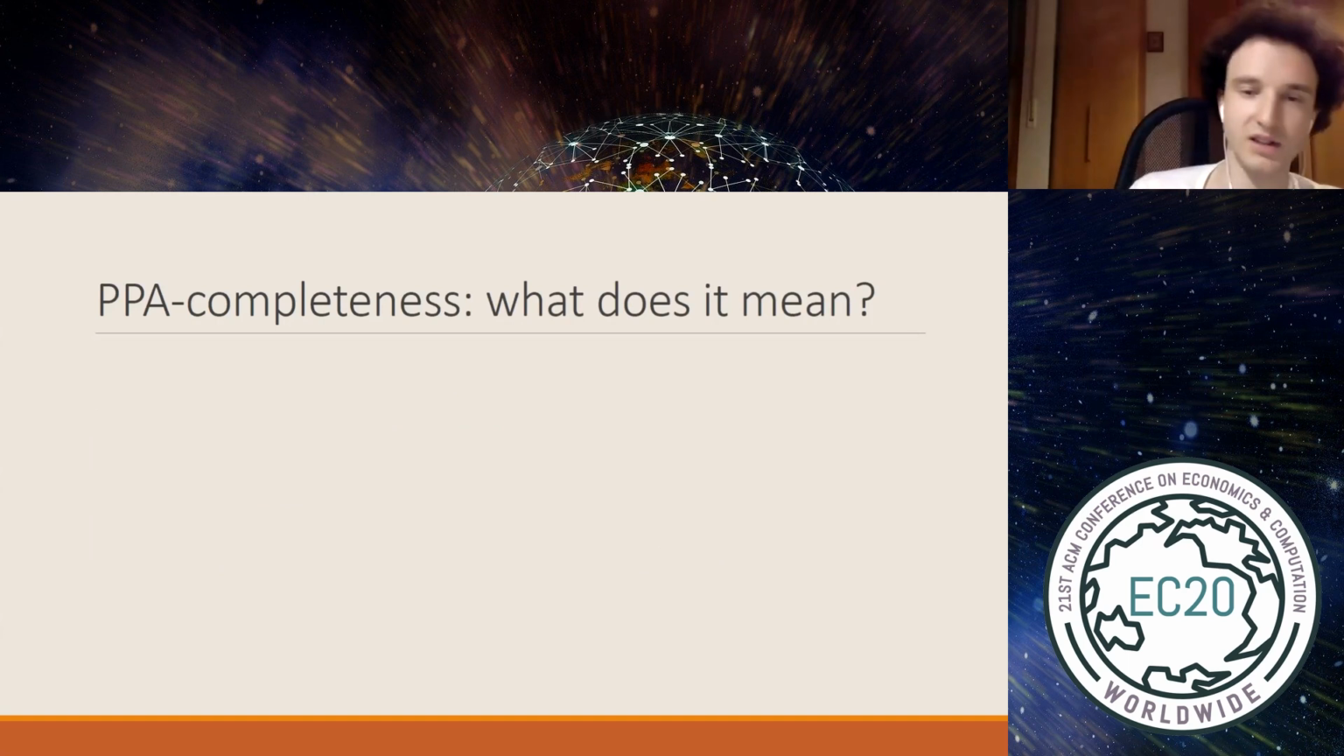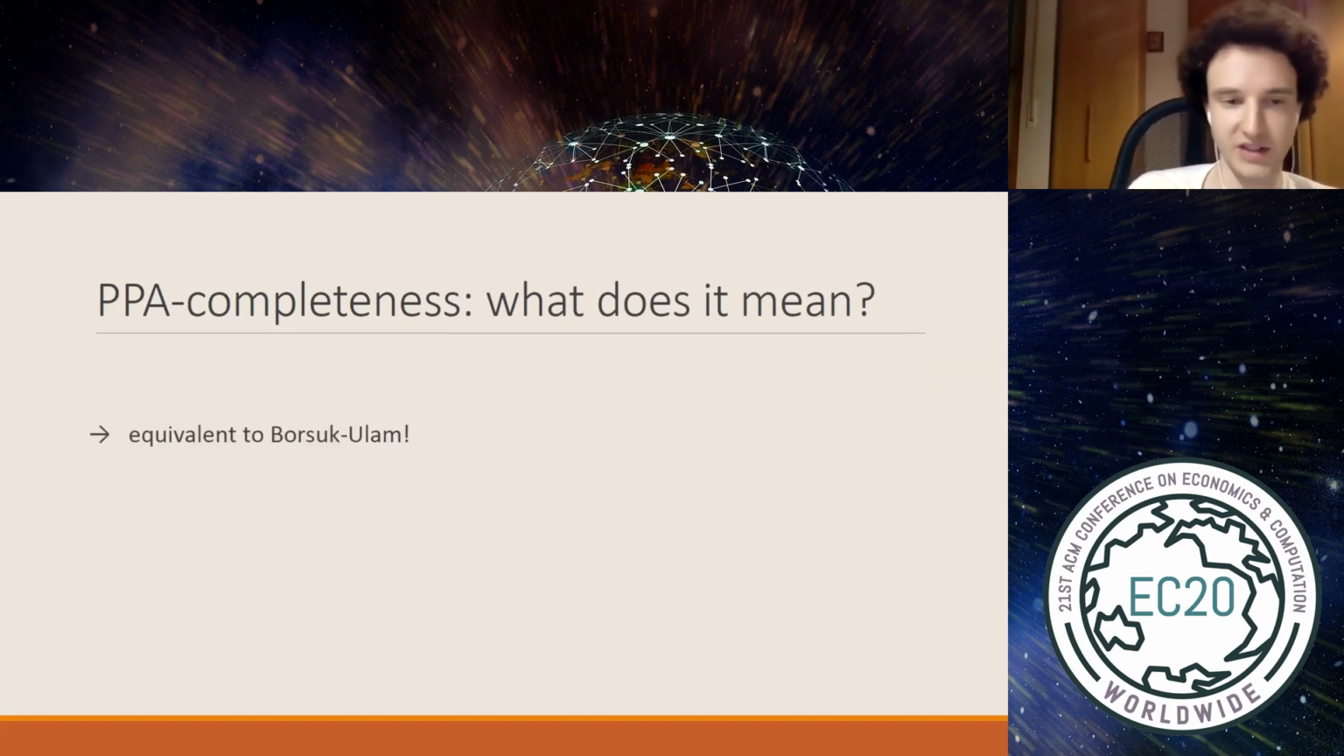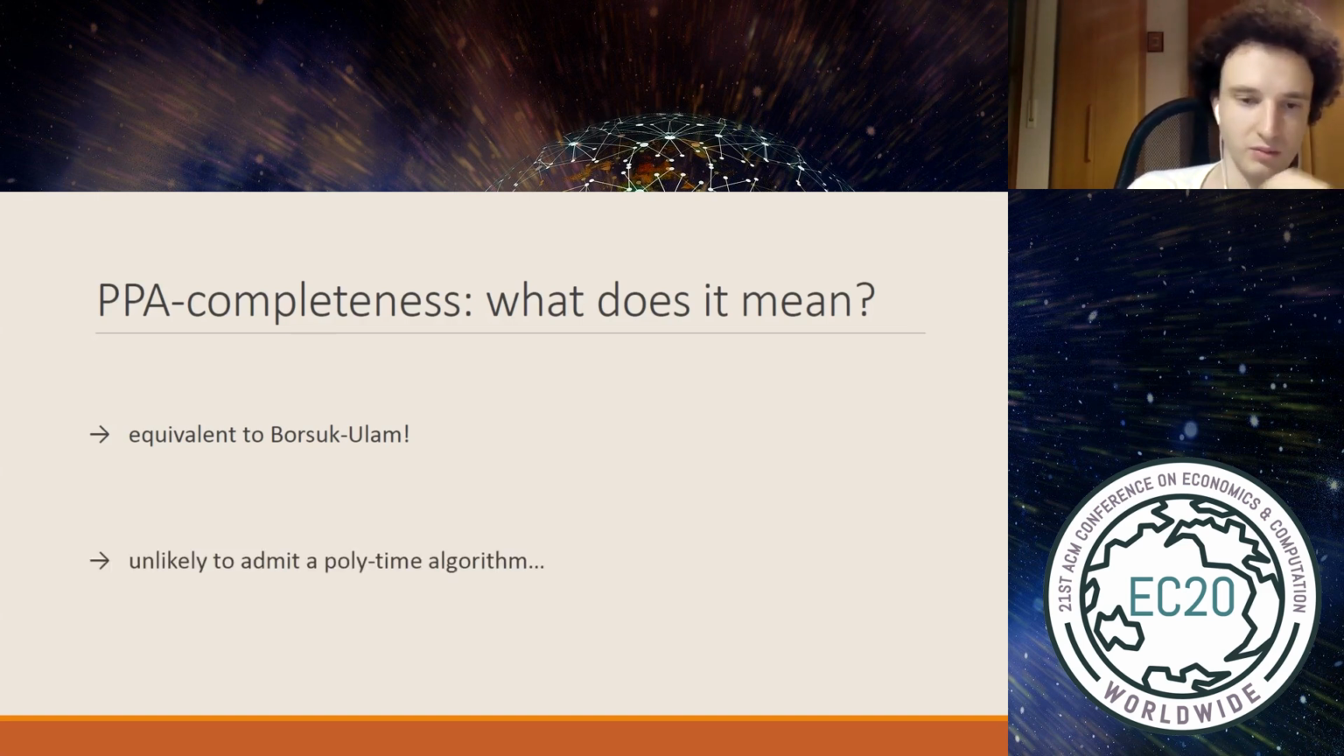What does it mean that the problem is PPA complete? So first of all, from a mathematical standpoint, it means that the consensus-halving theorem is equivalent to the Borsuk-Ulam theorem. Namely, you can prove the Borsuk-Ulam theorem by using the consensus-halving theorem. And in fact, the connection is stronger, namely, it holds under polynomial time reductions. And from a more computational perspective, it means that the consensus-halving problem is unlikely to admit a polynomial time algorithm. Why is that?